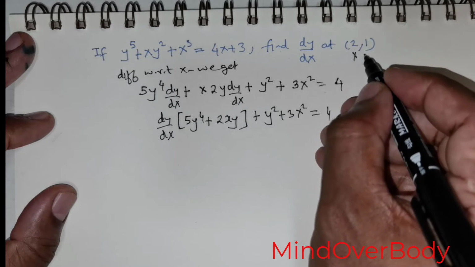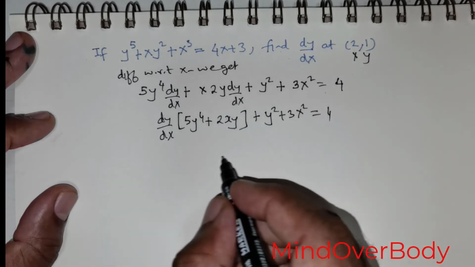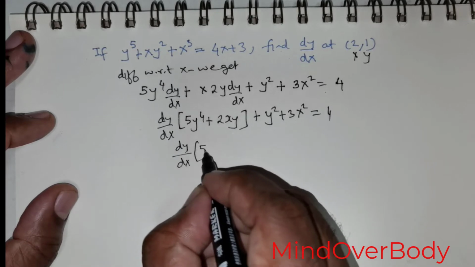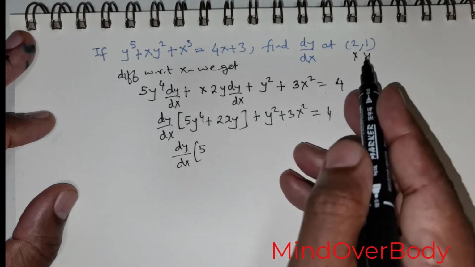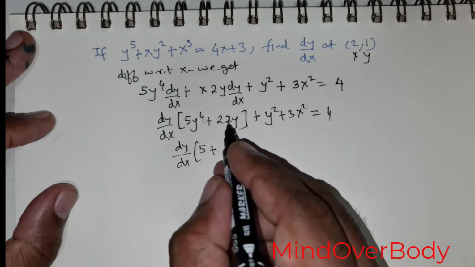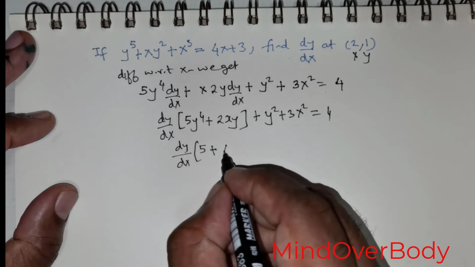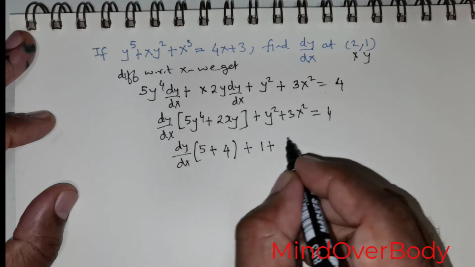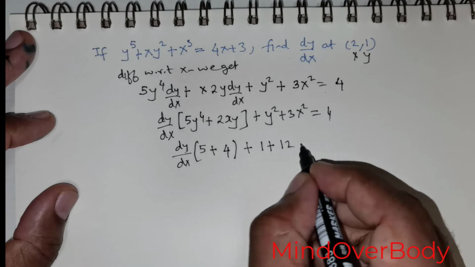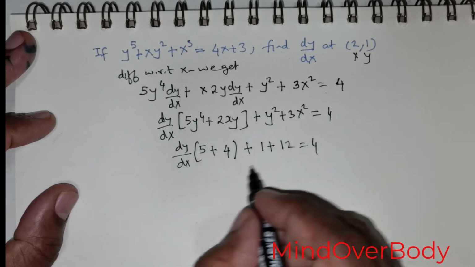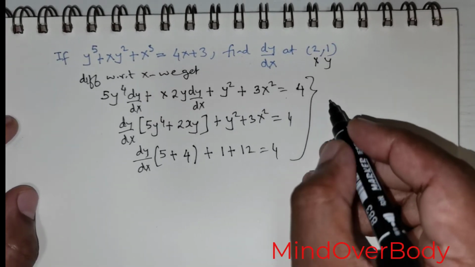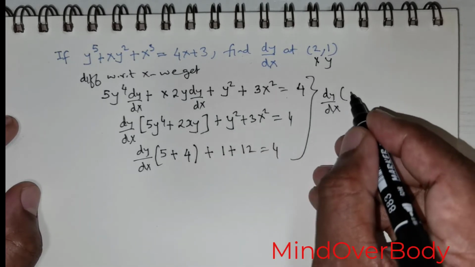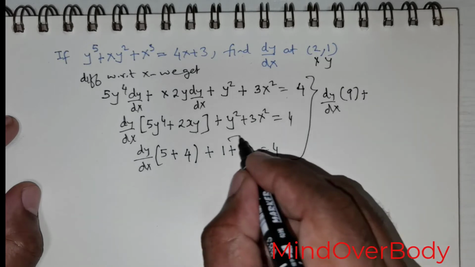So x is 2 and y is 1. We can simply substitute the values. So this is going to be dy over dx times (5 times y, where y is 1, so it's going to be 1 there, positive x is 2, 2 times 2 is 4, y is 1. So this is what I get, positive 1, positive 4). 4 times 3 is 12 is equal to 4. This is going to give me dy over dx times (5 positive 4 is 9) positive 13.